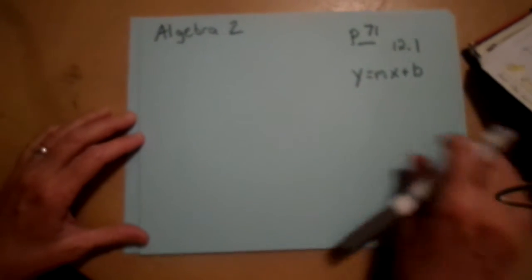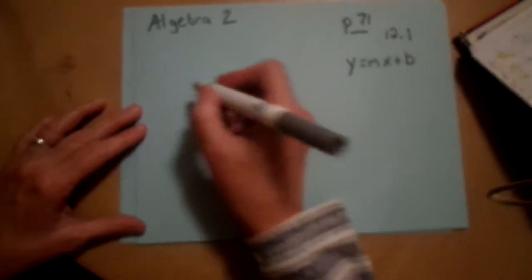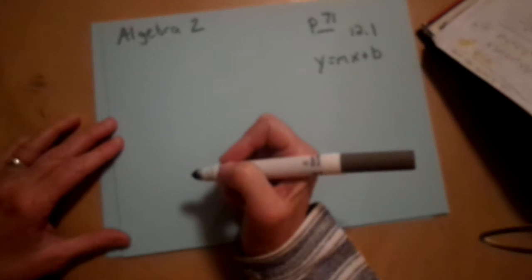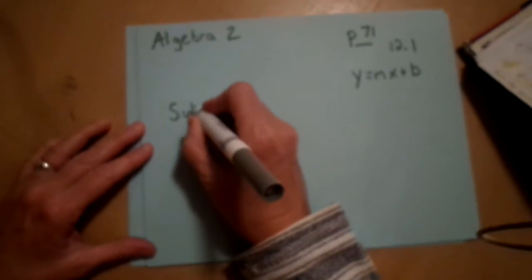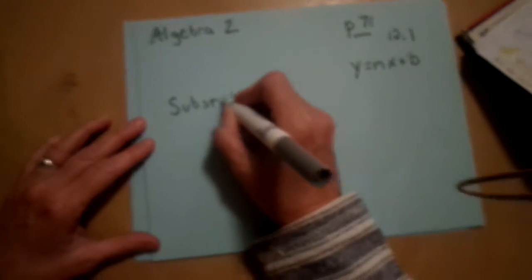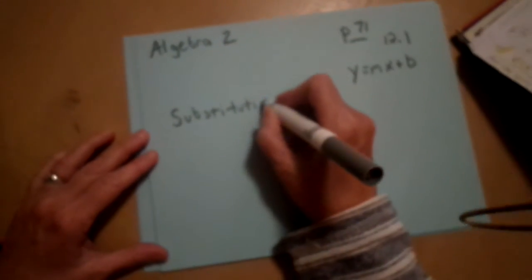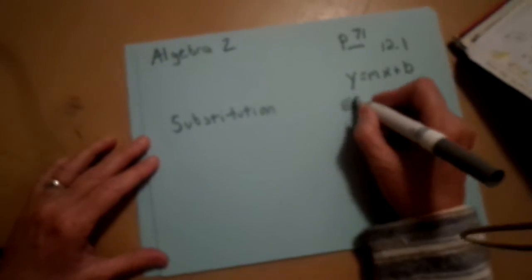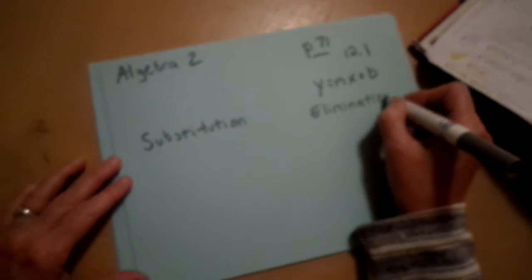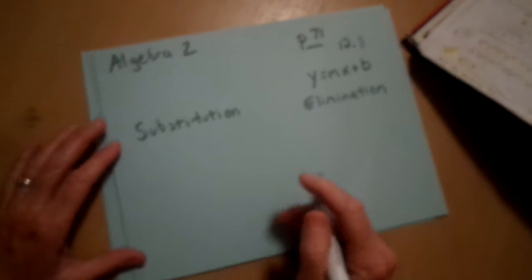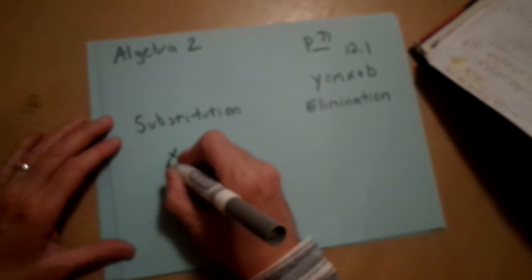Then, after we looked at that, we talked about solving simultaneous equations and all that means, and we did it in two ways. We did it by substitution, and we also did it by elimination. So we're going to talk about the substitution one first. Solving simultaneous equations. That just means that you have two equations with two variables.